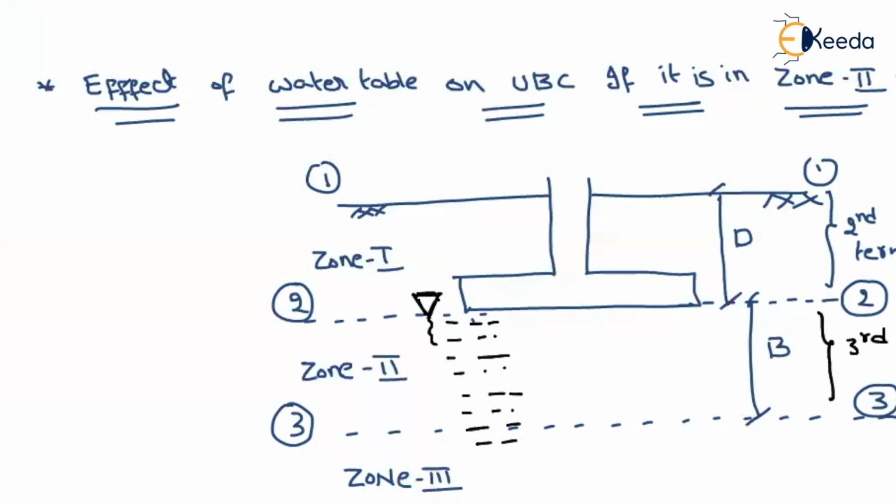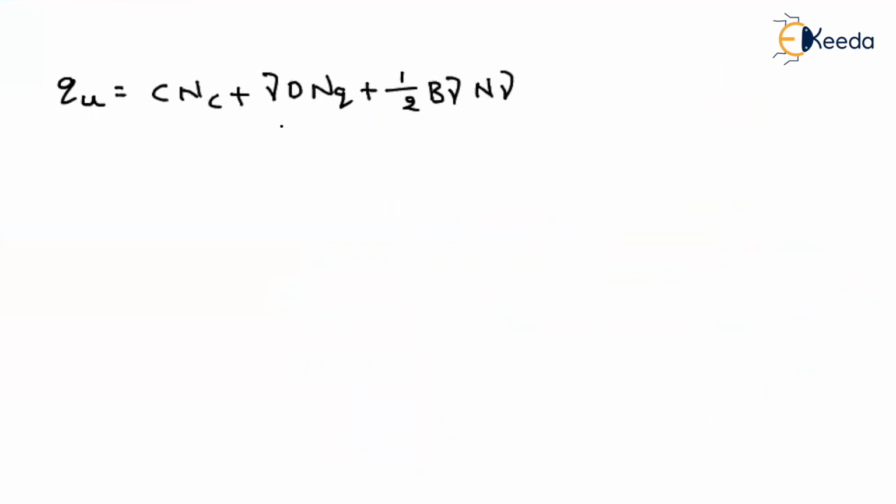So first recall the equation. What is the ultimate bearing capacity equation? Qu is equal to cNc plus gamma D Nq plus half into B into gamma into N gamma. Now in this case there is no water table effect on the first terms, so they won't change, but the third term, in zone 2, if your water table is there, this parameter is going to be affected.